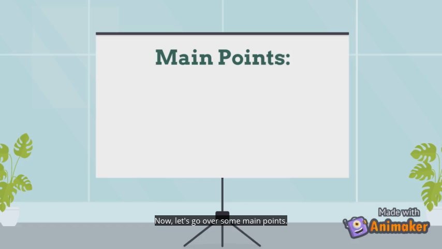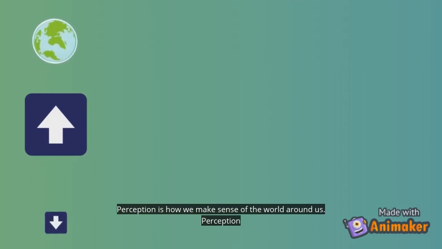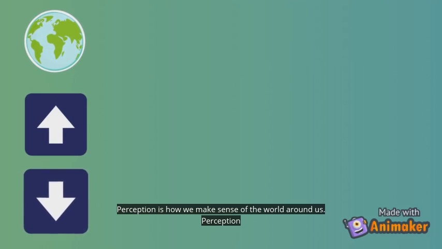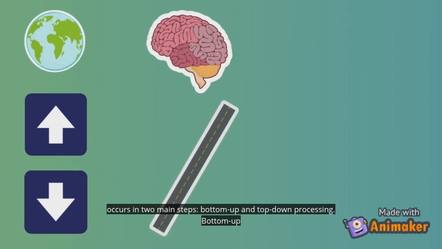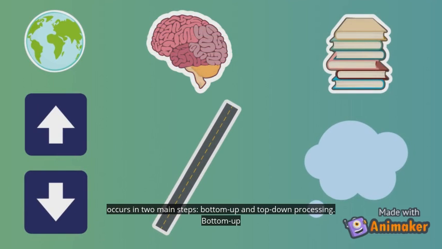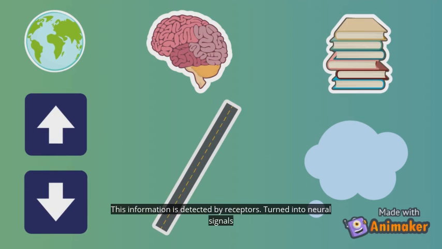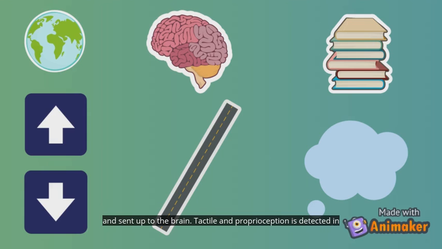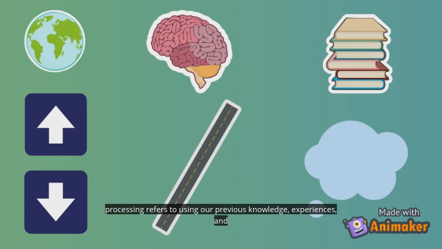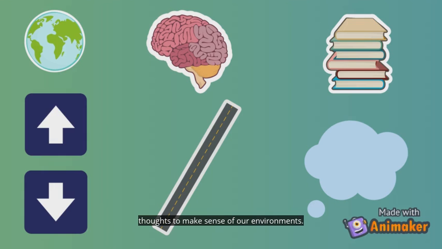Now, let's go over some main points. Perception is how we make sense of the world around us. Perception occurs in two main steps, bottom-up and top-down processing. Bottom-up processing is gathering information through our senses. This information is detected by receptors, turned into neural signals, and sent up to the brain. Tactile and proprioception is detected via mechanoreceptors and sent up to the brain as well. Top-down processing refers to using our previous knowledge, experiences, and thoughts to make sense of our environment.